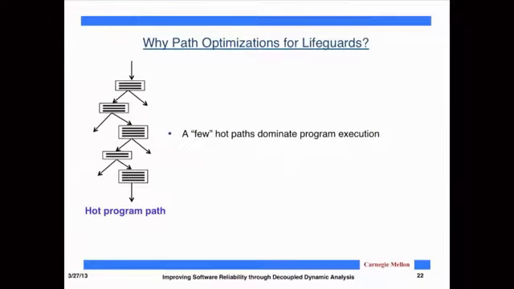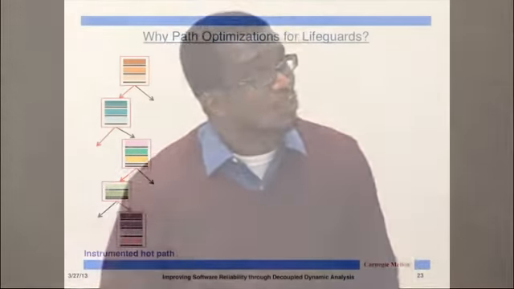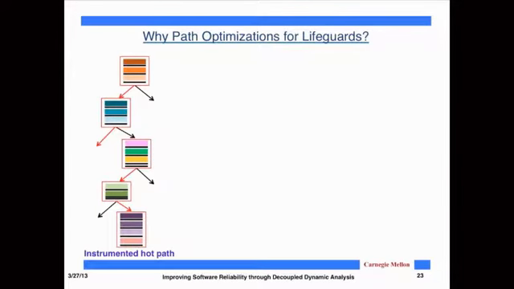Any more questions? Okay. All right. And so, what if you don't have many cores to commit to making your Lifeguard faster? What else can you do? Well, one approach is to do path-based optimizations. And you might ask, why path-based optimizations for Lifeguards? Well, because the compiler community has shown for many years that for most programs, the execution time is dominated by a few hot paths.